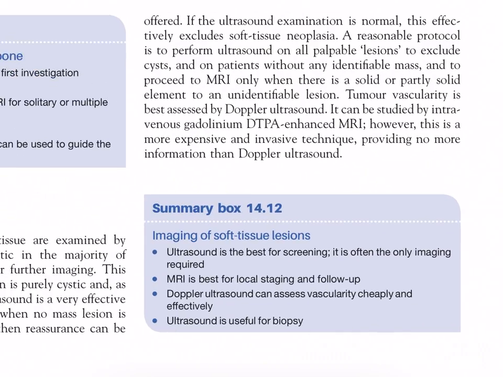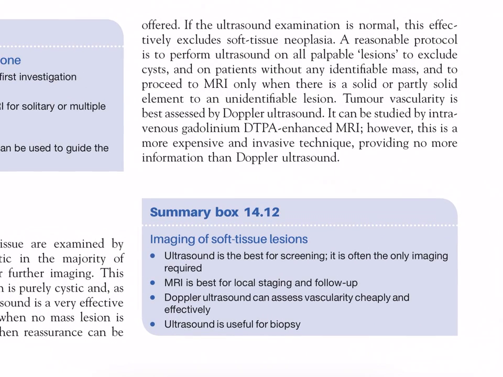Summary box 14.12, imaging of soft tissue lesions. Ultrasound is the best for screening. It is often the only imaging required. MRI is best for local staging and follow-up. Doppler ultrasound can assess vascularity cheaply and effectively. Ultrasound is useful for biopsy.